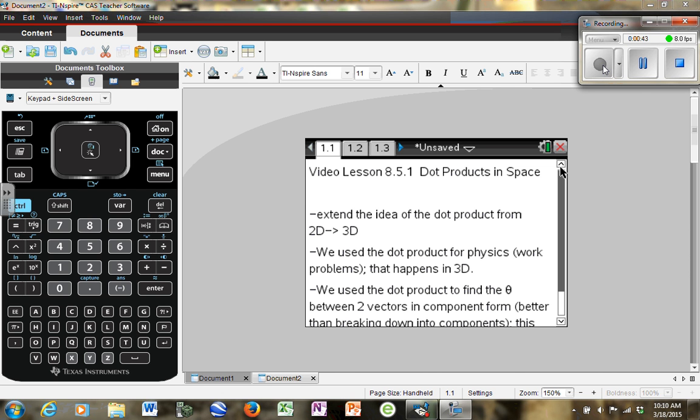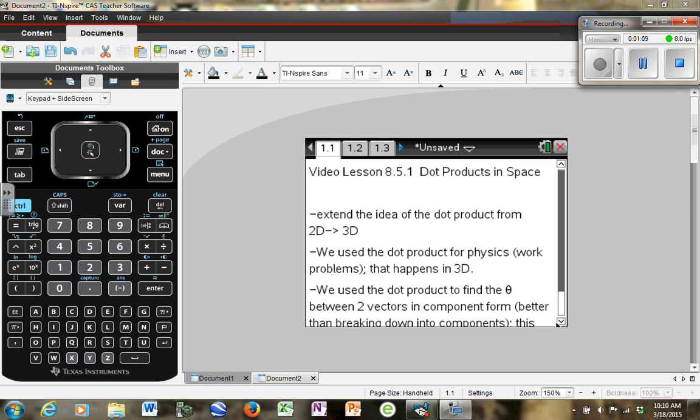We've already used the dot product for physics. We've done that with work problems, and we've found vector projections and multiplied those things together. Those work problems, we always kind of idealize them as working on only 2 dimensions, like height and depth, height and length. But now we're going to think that maybe that would happen in 3 dimensions. Things might be slanty-wise, because that's the way the world works.